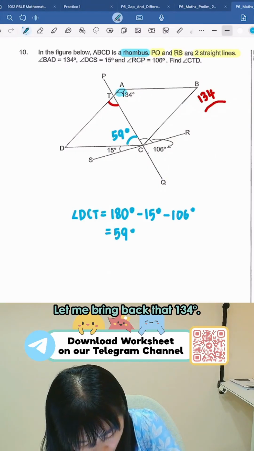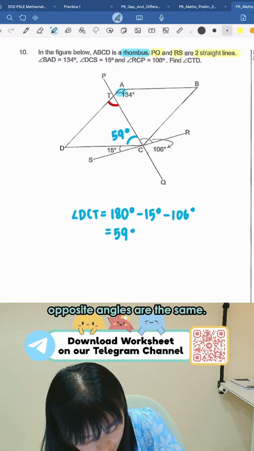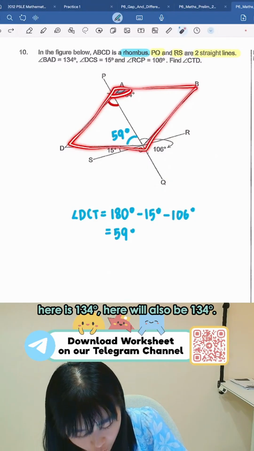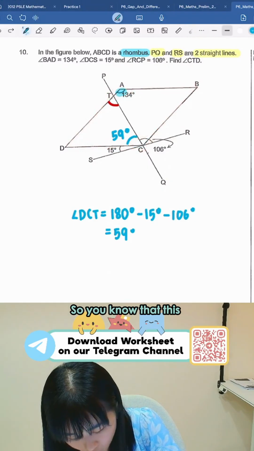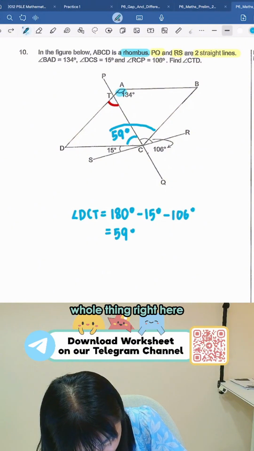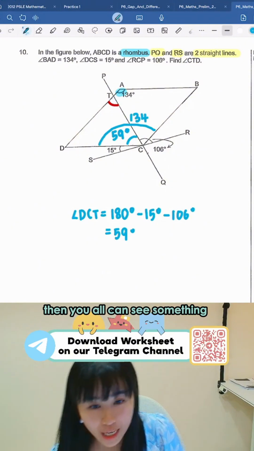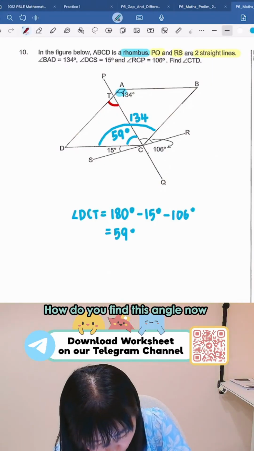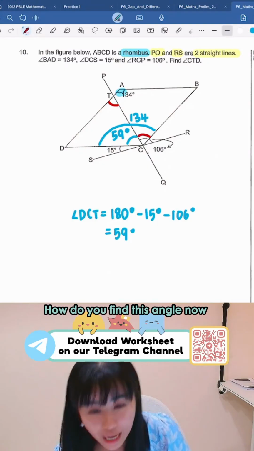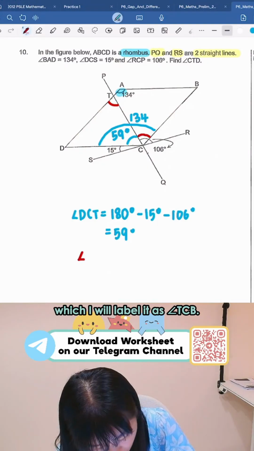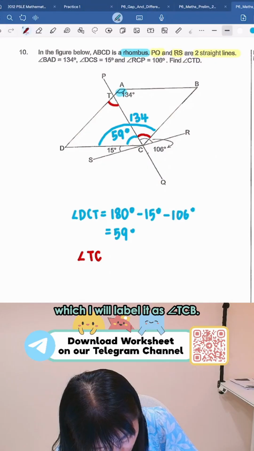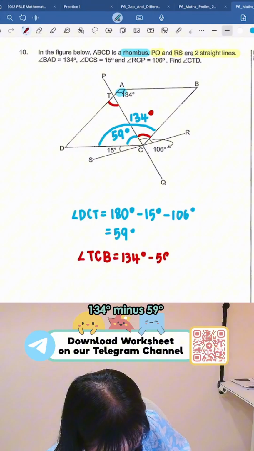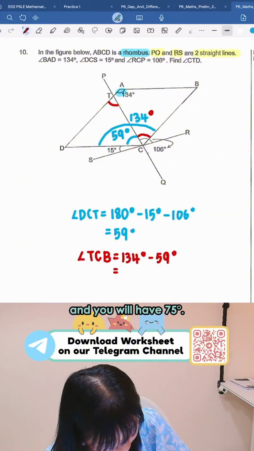Okay, let me bring back that 134. Just now you told me that diagonally opposite angles are the same. So if your rhombus here is 134, here will also be 134. So you know that this whole big thing right here, the angle is 134. Then you can see something a little bit better. How do you find this angle now, which I will label as TCB? 134 degrees minus 59 degrees, and you will have 75 degrees.